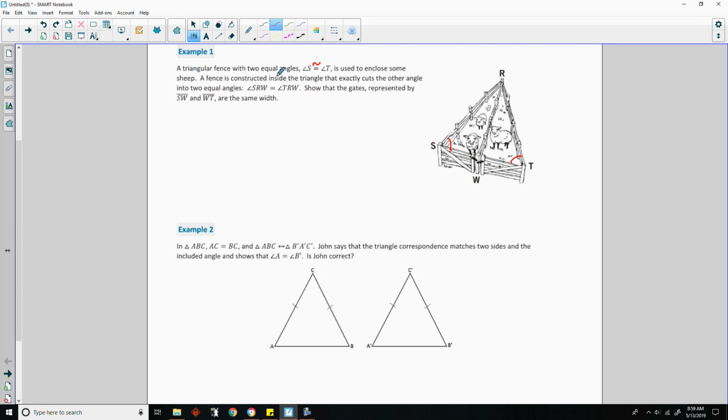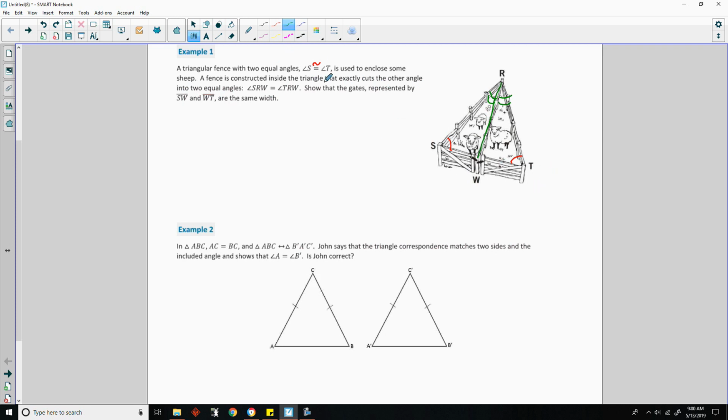A fence is constructed inside the triangle that exactly cuts the other angle into two equal angles. So what they're saying is they built this fence right here that split this angle R into two congruent pieces. So angle SRW is congruent to angle TRW. Show that the gates represented by SW and WT are the same widths.